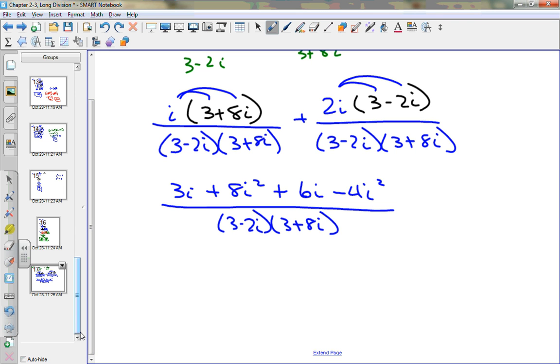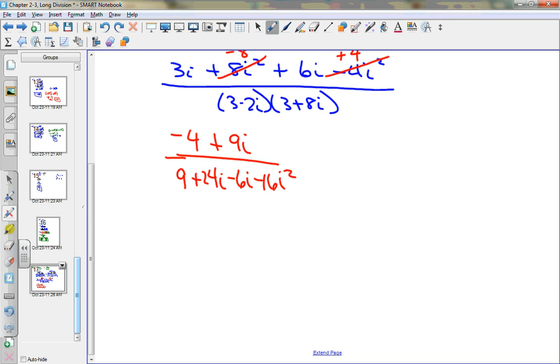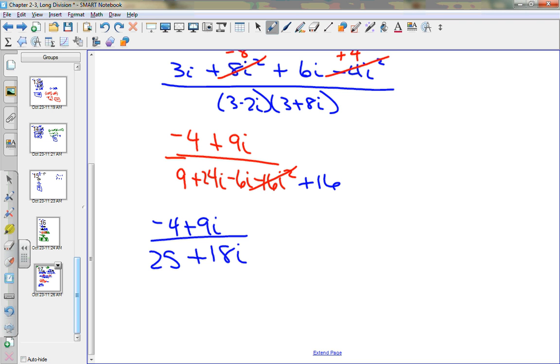So this is going to give you a minus 8. This is going to give you a plus 4. So that's going to give you minus 4 plus 9i all over, FOIL this. That gives you 9 plus 24i minus 6i minus 16i squared. This turns into a plus 16. So what's 9 plus 16? And what's 24 minus 6? 89. Now, am I done?